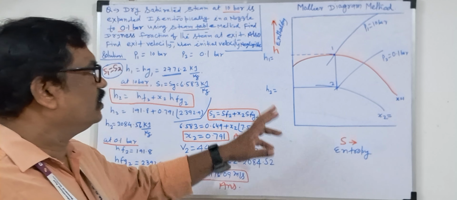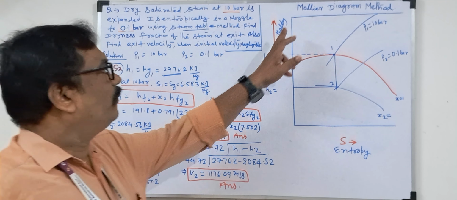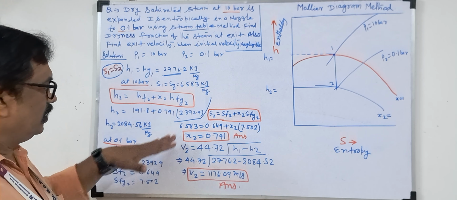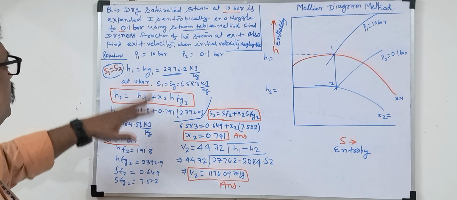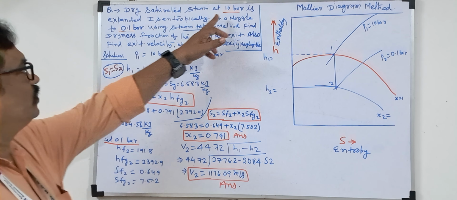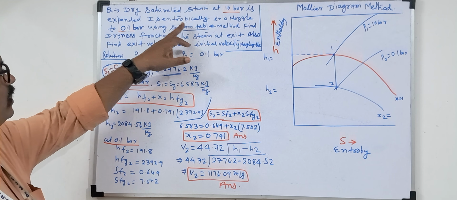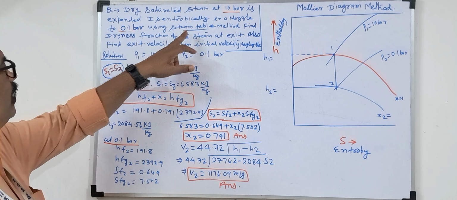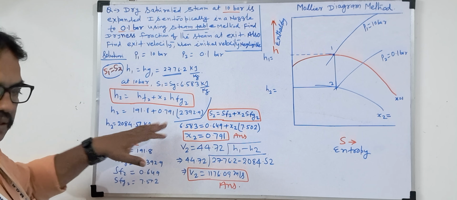Today I am going to discuss the steam table problem with the help of the Mollier diagram. The steam table method I did in the previous video. For this, what is given: dry saturated steam at 10 bar is expanded isentropically in the nozzle. Second, P2 is given as 0.5 bar. And using the steam table method we did this.